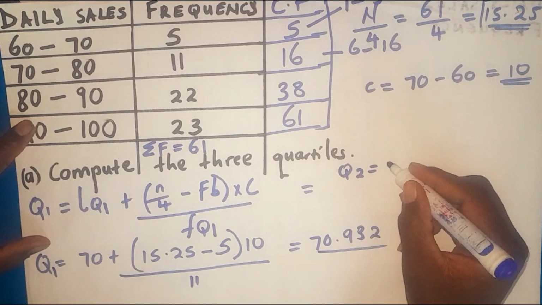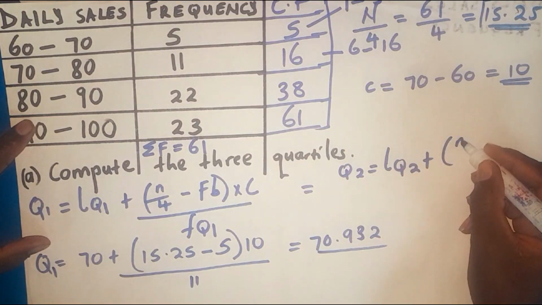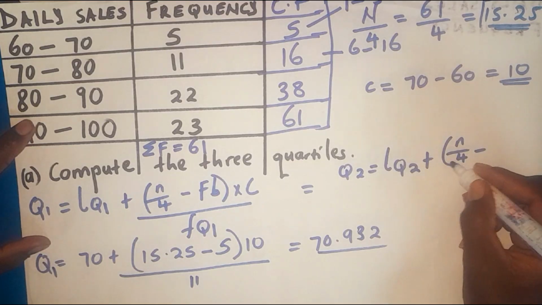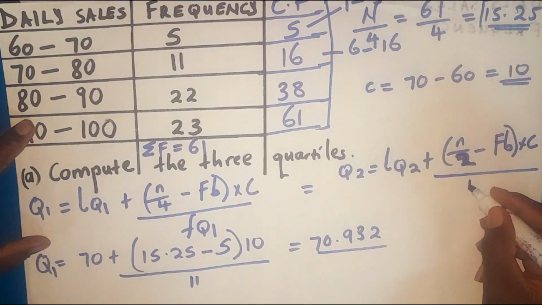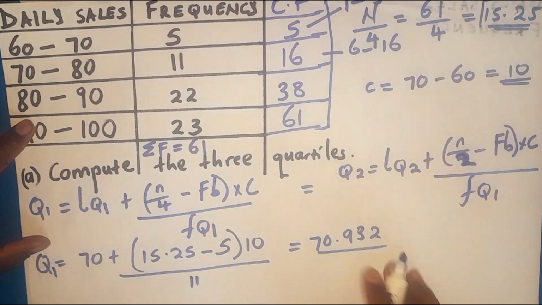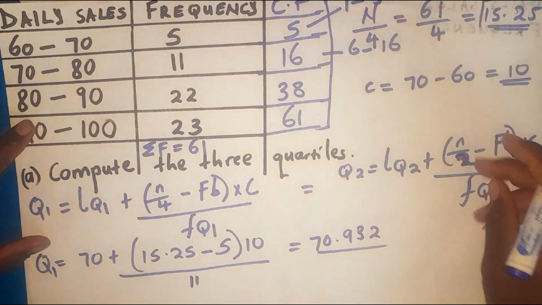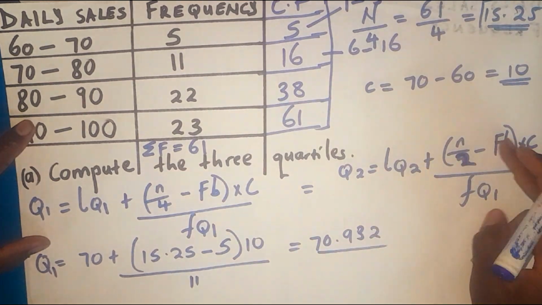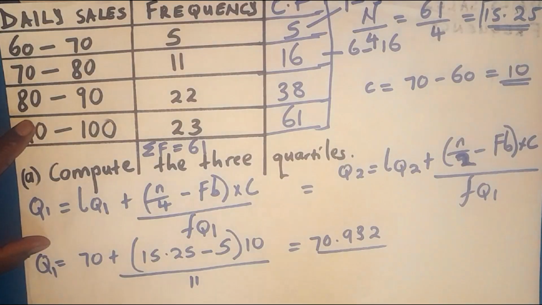And then let us look at our second quartile. The second quartile is equal to the lower class boundary of the second quartile class plus n over 2 minus fb, multiplied by c, over fq2. Here, this is the lower boundary of the second quartile class, n is the total frequency over 2, and this is the frequency of the second quartile class. Now let us find where this second quartile is located.